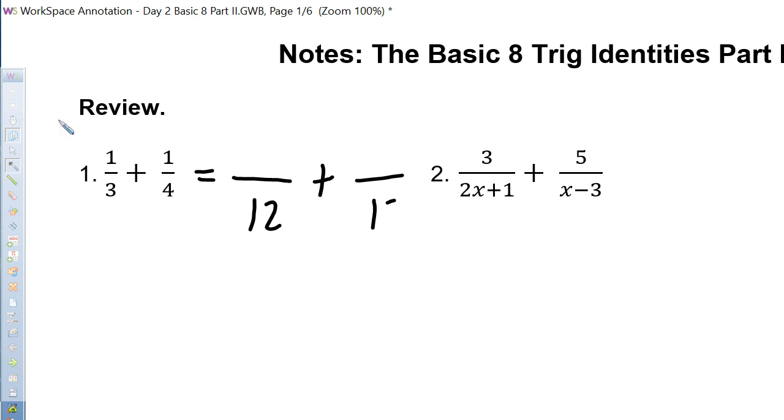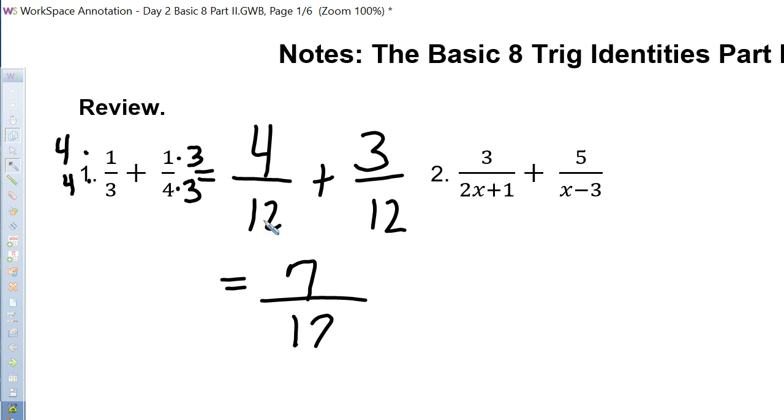So, the 3 had to be multiplied by 4. So, we also have to multiply the numerator by 4. And that gives us 4 out of 12. 4 has to be multiplied by 3 to get us 12, and 1 times 3 is 3. And adding fractions, add the numerator, so 4 plus 3 is 7. The denominator stays the same. So the answer to number 1 is 7/12.